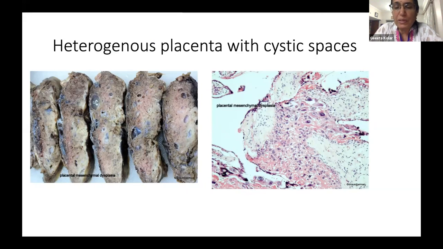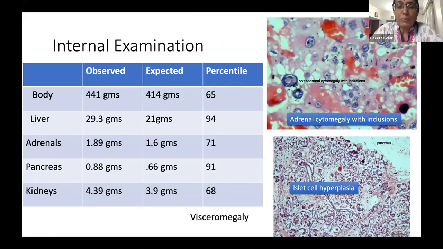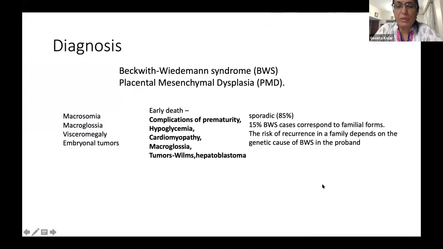In partial mole, the karyotype would be of a triploidy. They have 69. Because this was a normal karyotype, the diagnosis of partial mole was excluded. What was important was an internal examination where the baby was actually small and clinical. All the organs, especially the liver and pancreas, were on the larger side. So there was adrenal cytomegaly, islet cell hyperplasia, and then the diagnosis was concluded as Beckwith-Wiedemann syndrome with placental mesenchymal dysplasia. So when you detect a structural abnormality, it doesn't end with karyotype.